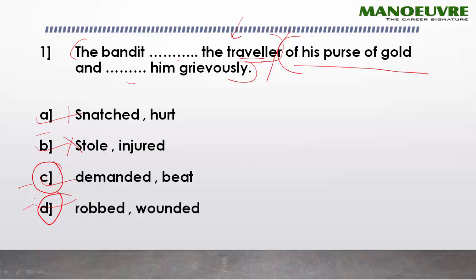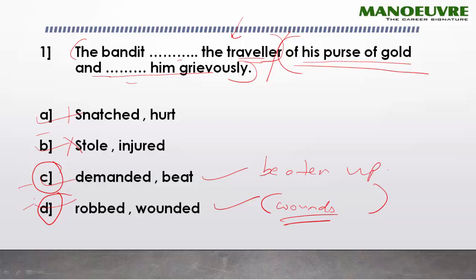Let us move towards the second half. Now, after looking at the second half, we see "of his purse of gold and dash him grievously." Let us try to insert both the words, beat him grievously or wounded him grievously. Wounded him grievously would tell us that the bandit has already made wounds on the body of the traveler. Wounds, right? And beat is something where he has already beaten up the traveler, right?